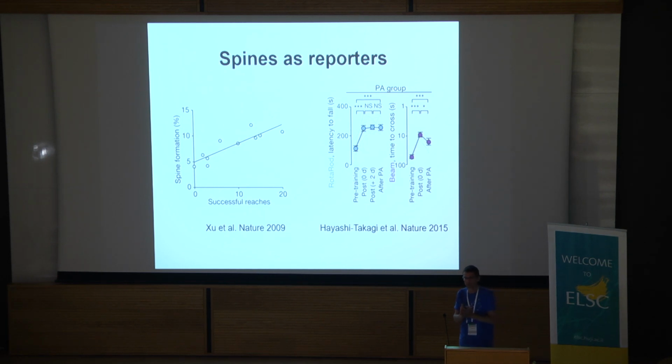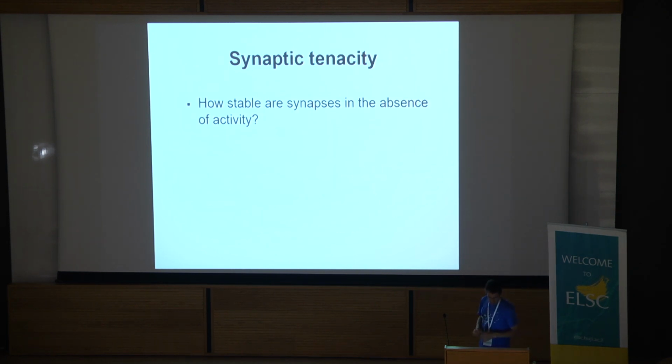So it seems like we know that events influence our neural activity, we know that neural activity changes synapses, and we know that synapses are correlated and causative for memory. And there is one point here that has received less attention, though in recent years it has received more, which is a concept known as synaptic tenacity.